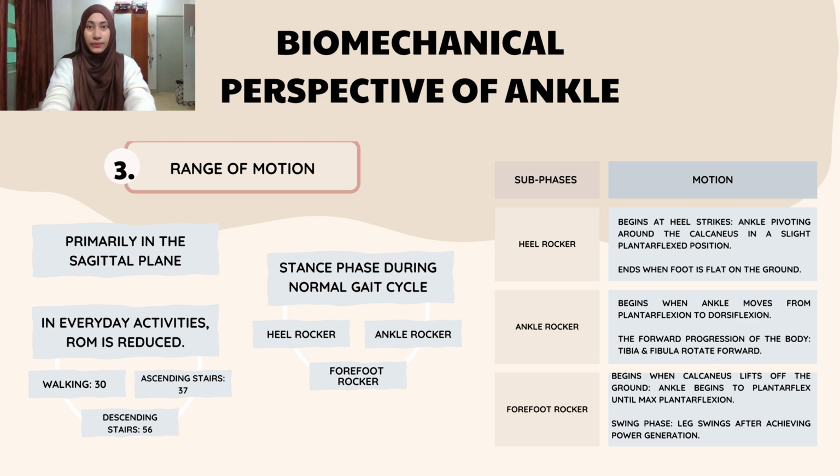During the forefoot rocker phase, the foot rotates around the forefoot, starting when the calcaneus lifts off the ground, evident by the ankle beginning to plantar flex and continuing until maximum plantar flexion. When maximum plantar flexion is achieved at toe off, power generation is achieved and the leg begins to swing.